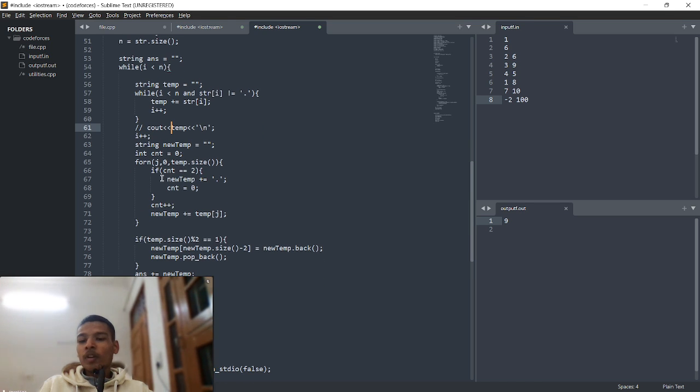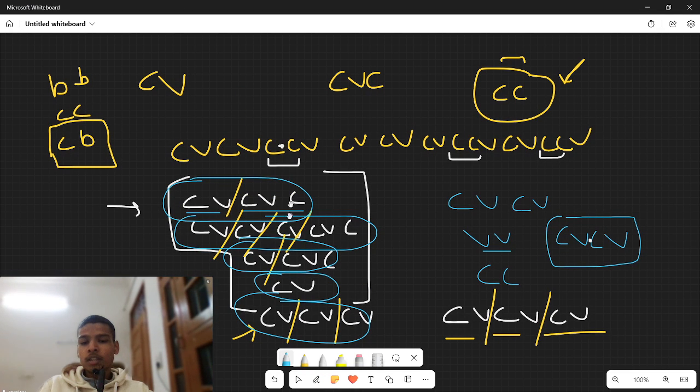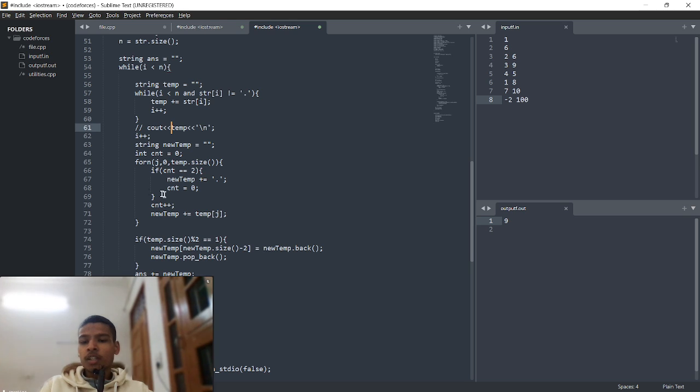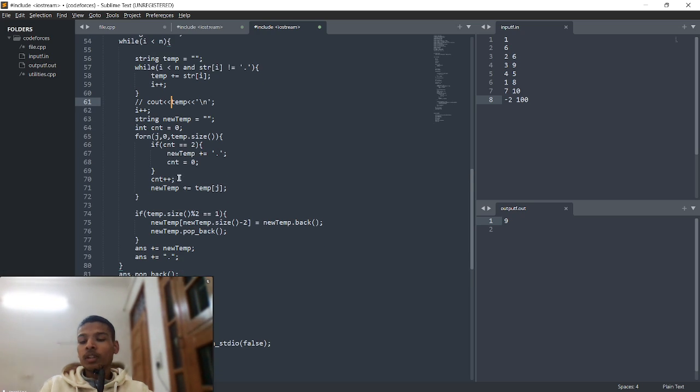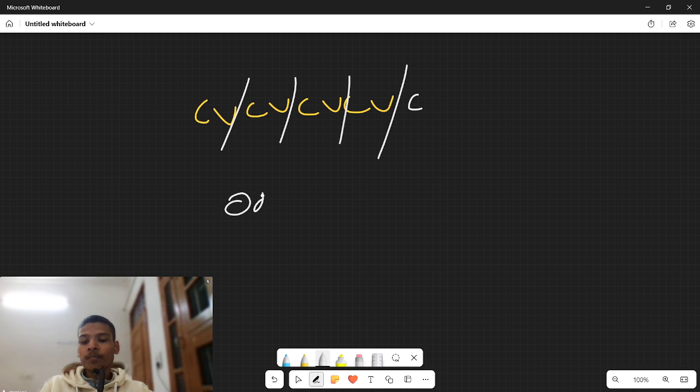Okay. Now I am placing the dots after every 2 characters. For example, if this is my string, then I will start placing from the beginning. I will place it here, here, and here. Okay, I have placed them, but there is also a case. If my length is odd, let's suppose there is also a C here, and I have placed a dot here, but it is not a valid dot. So I am checking if the size of temp is not even, which means it is initially an odd length string.